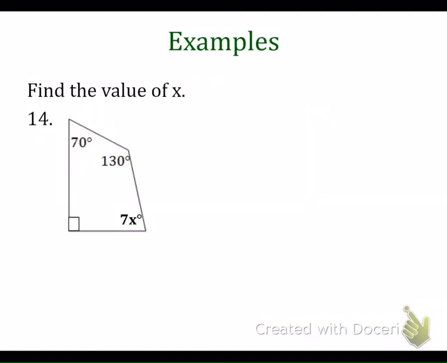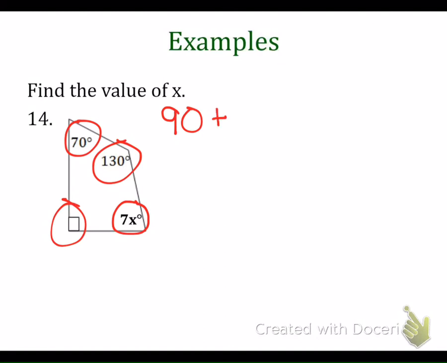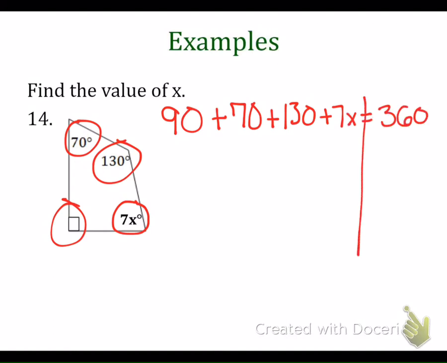So what do all of these angles add up to? 360. So 90 plus 70 plus 130 plus 7x equals what? You have to do the thing with 360. You obviously subtract everything. Questions for me about how I set this up? Quick question. How do you know what's 360 and how do you know what's 90?